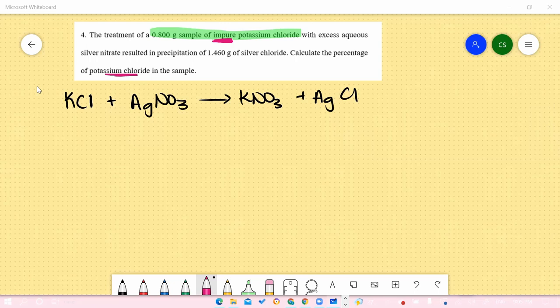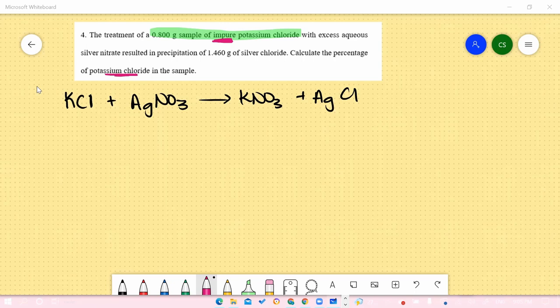So based on what we need to find out, we basically need to find out how much potassium chloride we have, but what we do know is how much AgCl we have, and the chloride ions there are common, right? That's true, chloride ions are common.